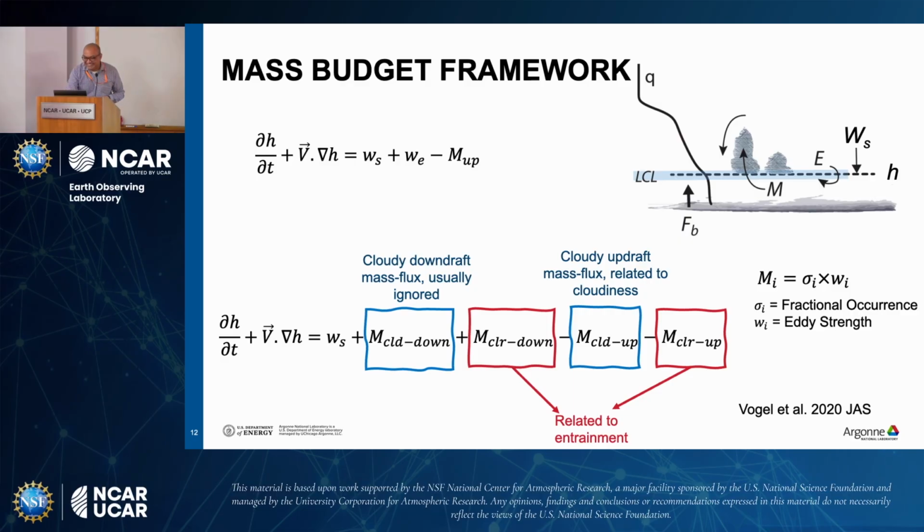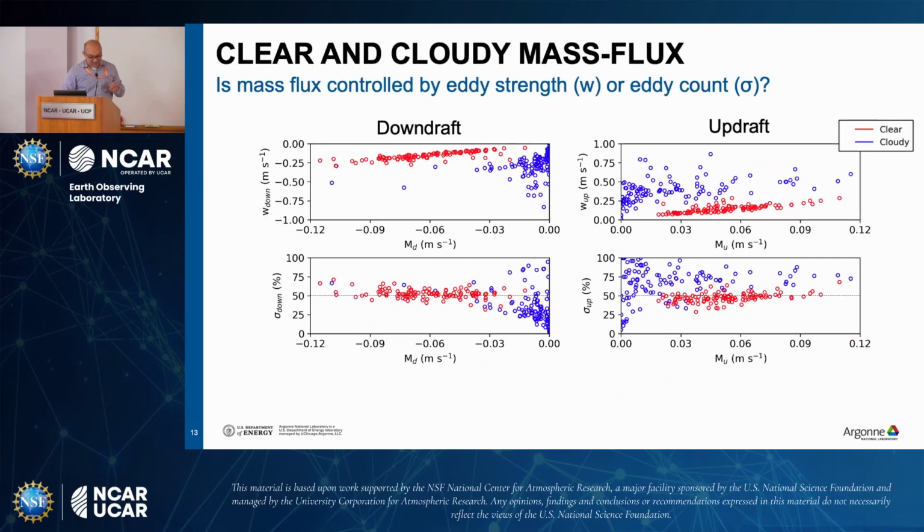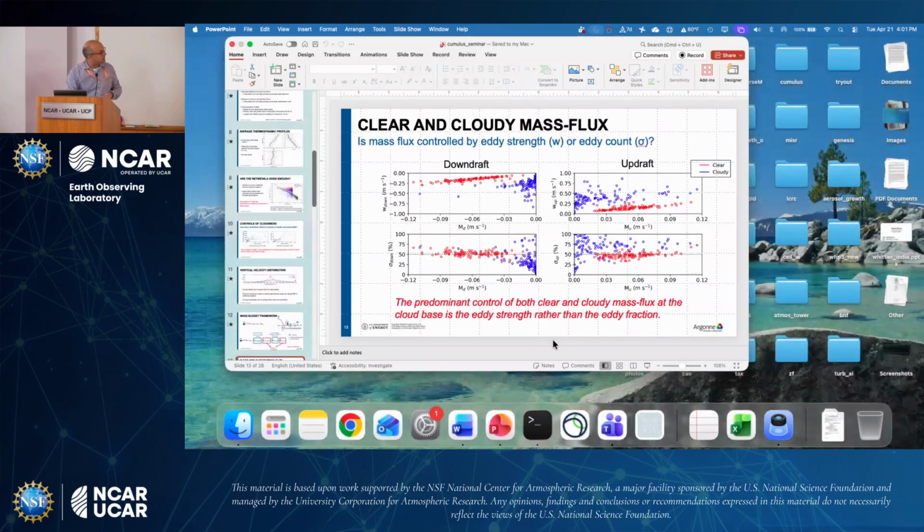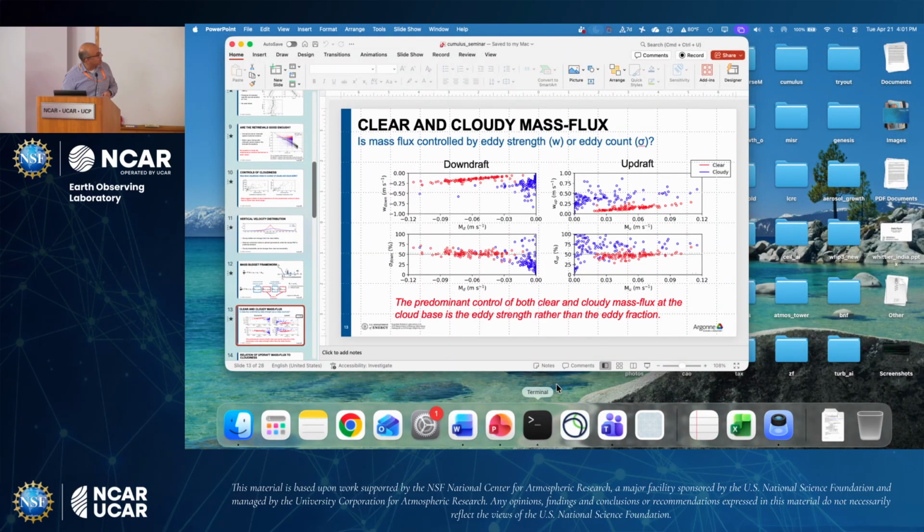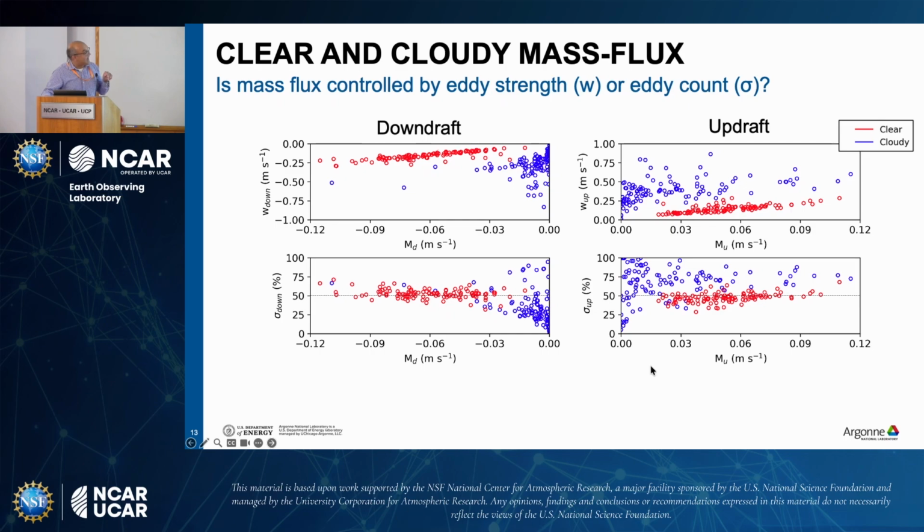So the first question we have now, before we go into the mass flux budgets, is we have to understand what is controlling the mass flux. Is it really eddy strength or eddy fraction? So is it the number of eddies that is controlling the mass flux, or the strength of the eddies? So, eddy count, which I'm mentioning here.